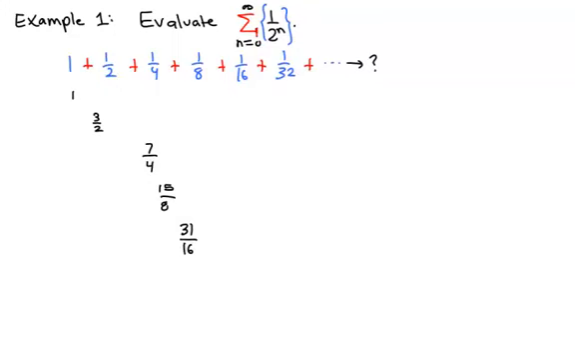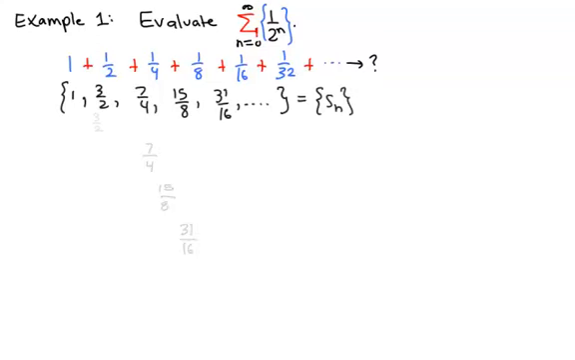The sequence 1, 3 halves, 7 fourths, 15 eighths, 31 sixteenths, which is called the sequence of partial sums. So remember that the series of 1 over 2^n is equal to whatever the sequence of partial sums converges to. We talked about how to do sequences in the previous one. What we need to be able to do is come up with a formula for these.